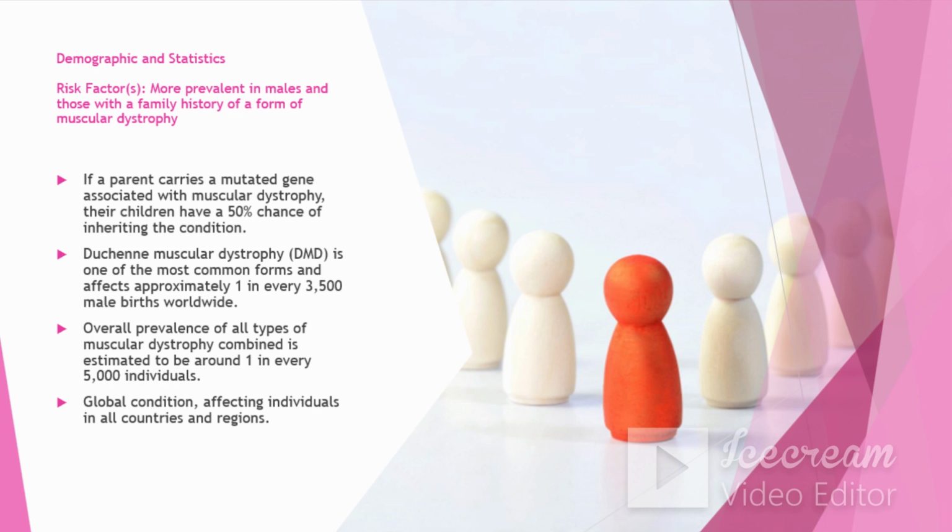If a parent carries a mutated gene associated with muscular dystrophy, their children have a 50% chance of inheriting the condition. To understand this a little more, if the female parent is a carrier and the male has the condition, both the female and the male child will have a 50% chance of inheritance. If the female parent has the condition and the male does not, 0% of the female children will have inherited the condition and 100% of the female children will be carriers. 100% of the male children will inherit the condition.